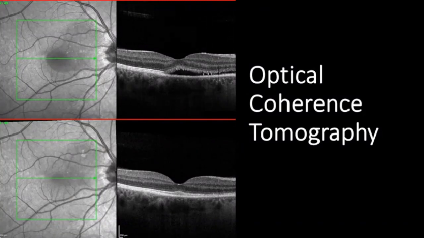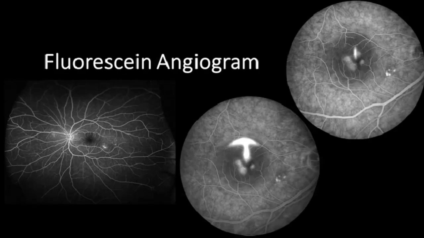OCT is how we diagnose all this stuff. You see the subretinal fluid, the patient complains of micropsia, a hyperopic shift. You see subretinal fluid, and in many patients you see a pigment epithelial detachment.